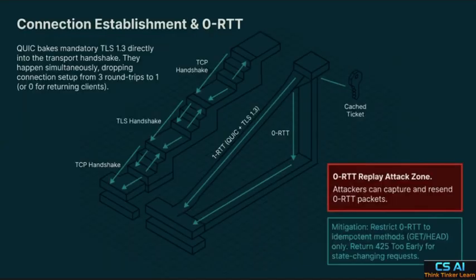QUIC also speeds up connection establishment by making mandatory TLS 1.3 integration part of the transport handshake. This drops the setup from 3 round trips to 1, even 0 RTT for returning clients. However, 0 RTT introduces the replay attack zone, where attackers can capture and resend packets. To mitigate this, we restrict 0 RTT to idempotent methods like GET and return a 425 Too Early status for any state changing request.